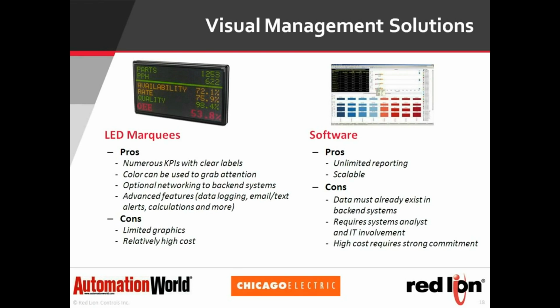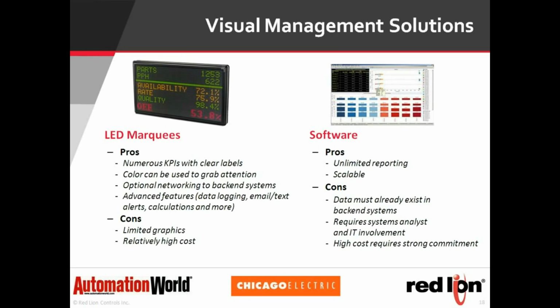Some more modern solutions on the market today, LED marquees, have probably been around almost 10 years, a little bit longer in their monochrome form. What's nice about these, you can display a lot of KPIs with very clear labels as to what they are. That example in that picture has 5 KPIs on it. It's very easy to understand what it's displaying. You can use color on the more modern tri-color displays or full color displays even, and that allows them to grab attention much more quickly than a standard monochrome display.